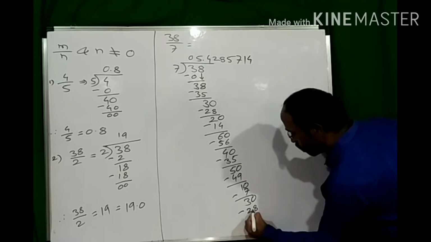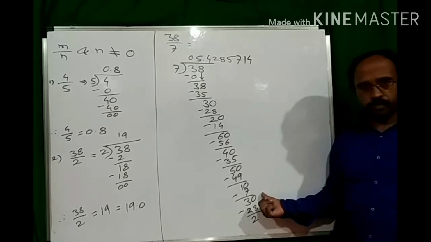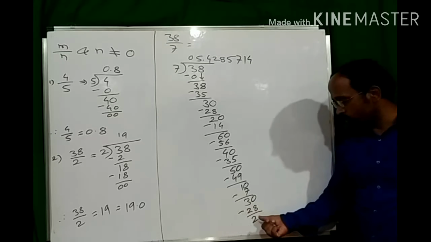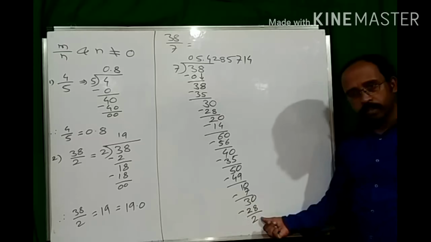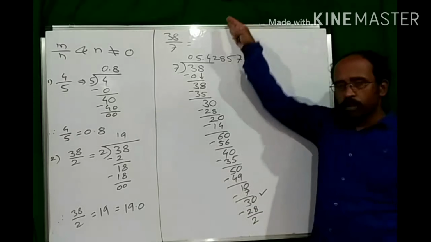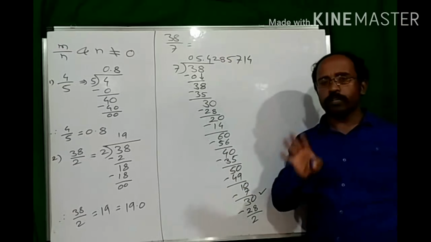Now let us see what will happen after this. What is the remainder? 2. How does it occur? 30 minus 28 is equal to 2. This 30, students, just have a look at the example and observe it carefully. What are you seeing?